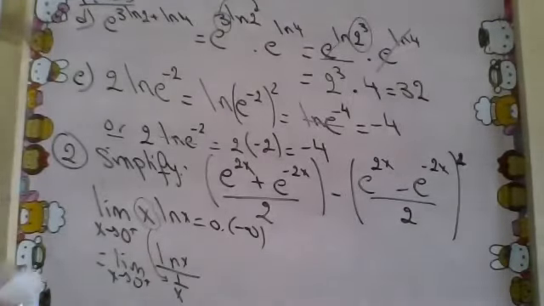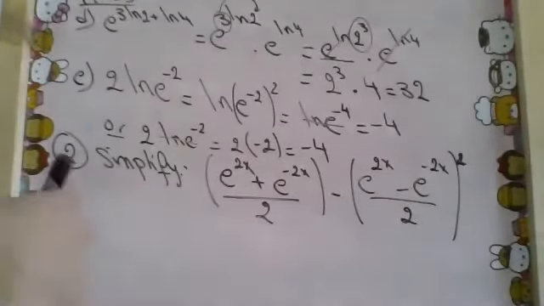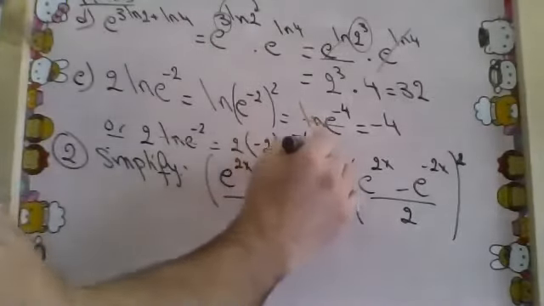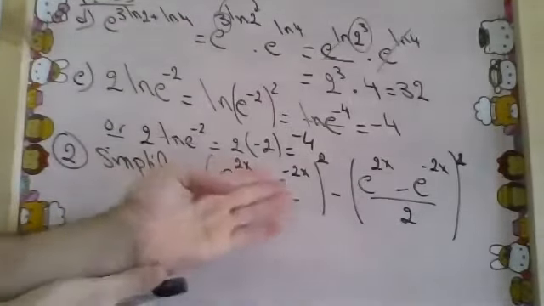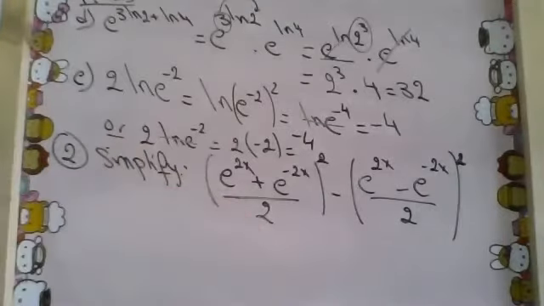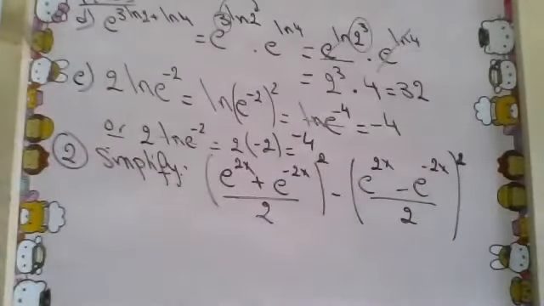What about this? Simplify. E power x plus e power negative 2x, all of it to the power 2, minus e power 2x minus e power negative 2x over 2, all of it to the power 2. Apply the identity here, a plus b squared, over 4, keeping over 2 squared, which is 4. And here the same idea, identity.